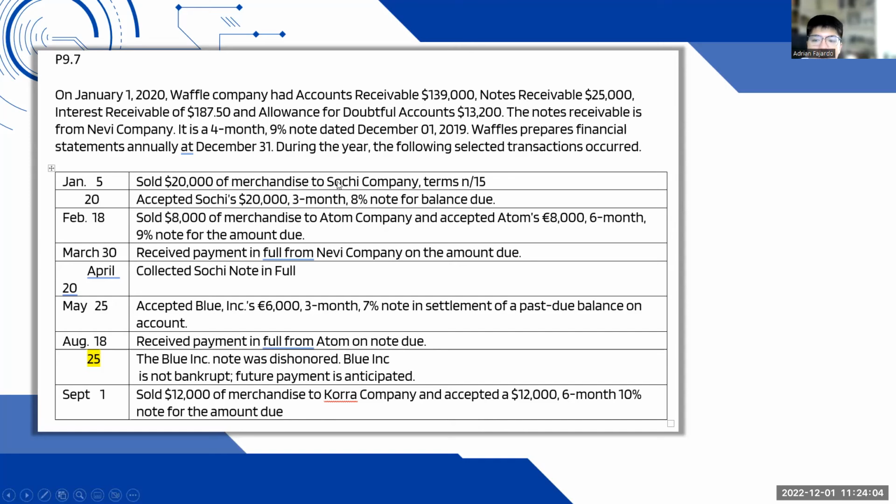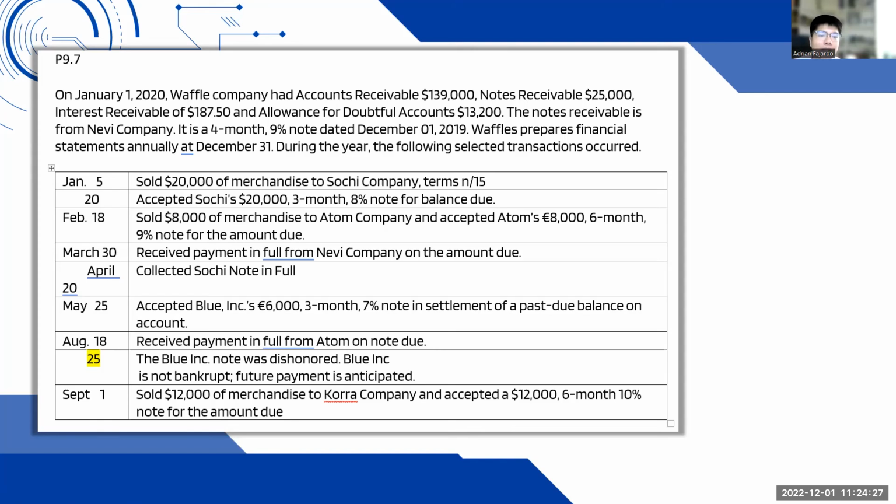Meaning, I'll look, okay, January 5 is a Sochi transaction. So I'll look for Sochi transactions. January 20. February 18 is not a Sochi transaction, so I'll ignore it first and then go to the final Sochi transaction, which is the collection of the note. So I'm gonna do it on a per promissory note, per company basis, para mas madali yung solving ko.